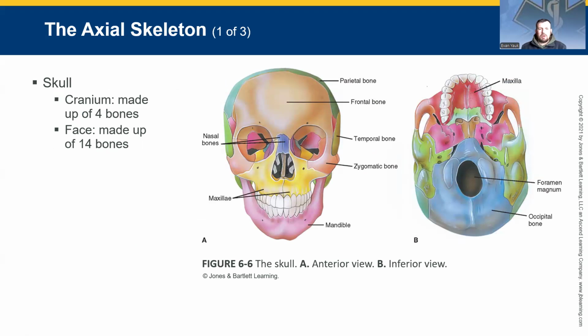Also, we've got our skull. So our cranium is made up of four bones, and then our face is actually made up of 14 bones. You can kind of look over this. The main ones are your maxilla and your mandible, frontal bone. One that you really need to remember, because I know it's on test questions, is going to be right here: your foramen magnum and your occipital bone. You might see these on test questions.